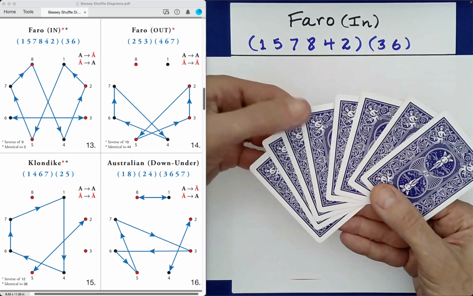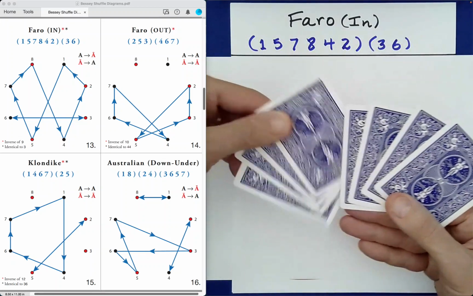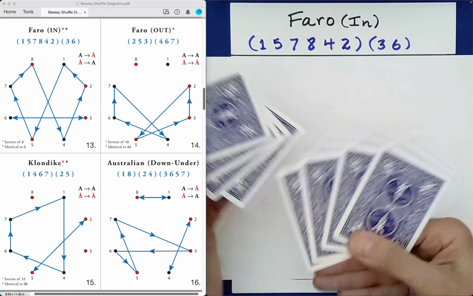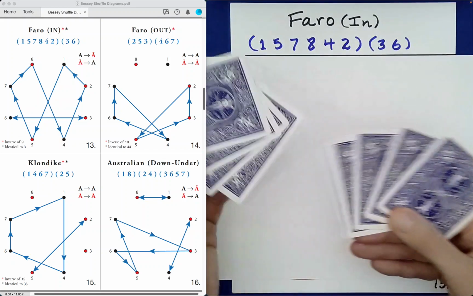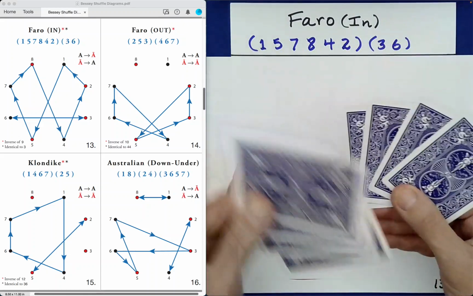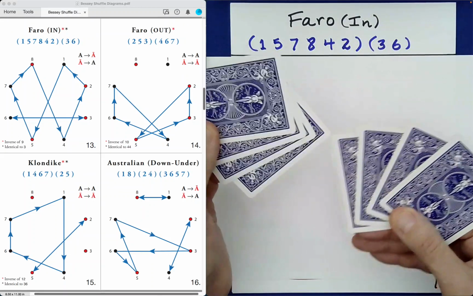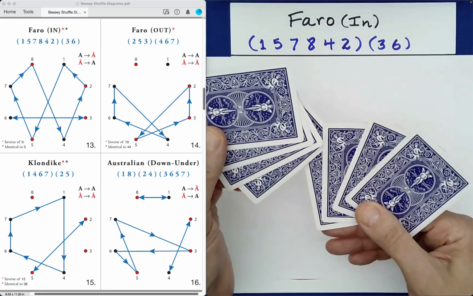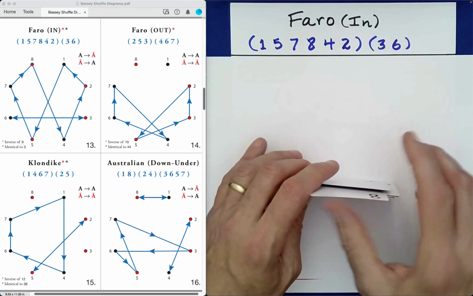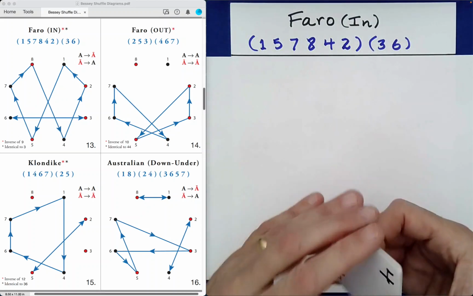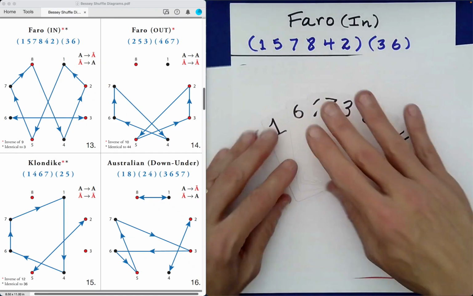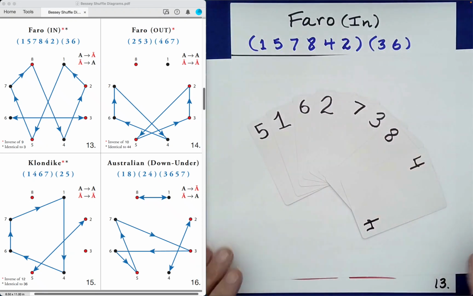So what we're going to do is grab the bottom half of the packet. Now for a Pharaoh in, what needs to happen is the top card here needs to go underneath the top card on the left. We'll do that by having the one on the right lower than the one on the left, and then you just perfectly interlace them. That's all we're doing. That's the Pharaoh in shuffle. So let's take a look at the new ordering of the cards. Okay, so the new ordering will be 5, 1, 6, 2, 7, 3, 8, 4.